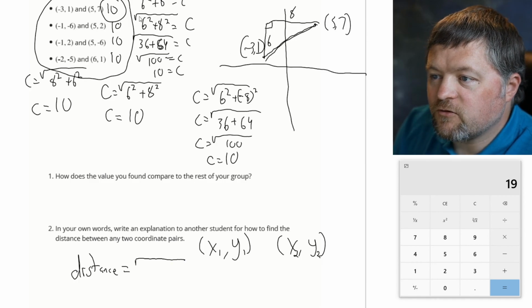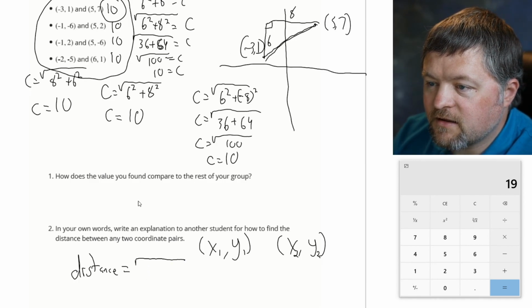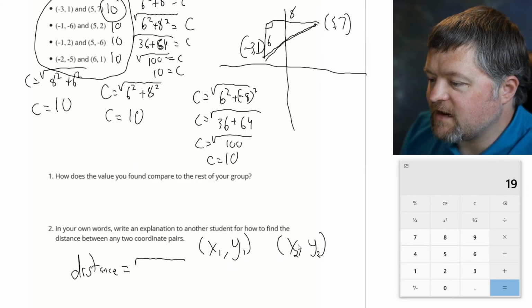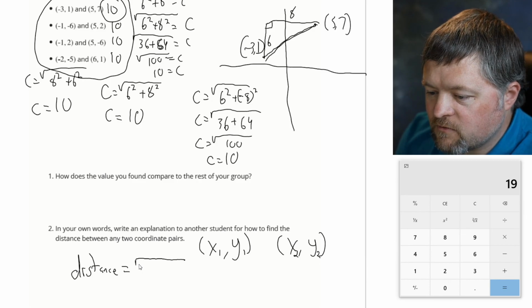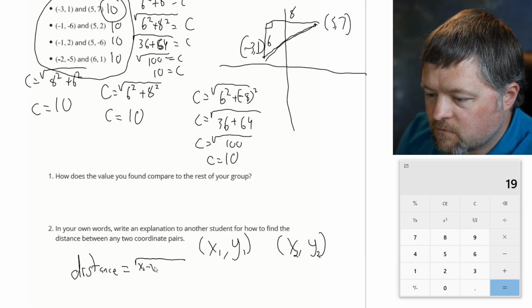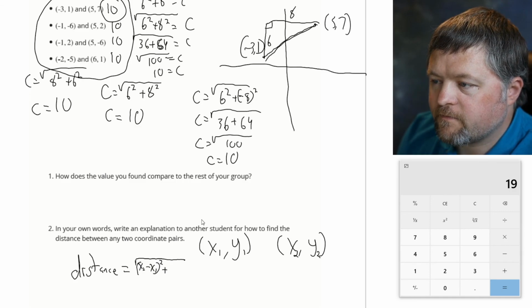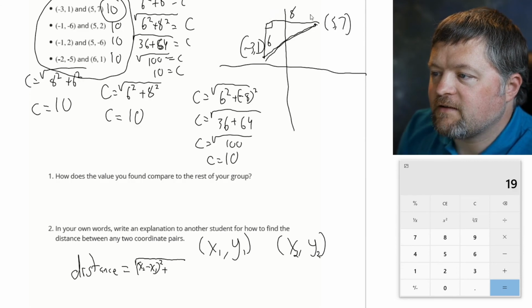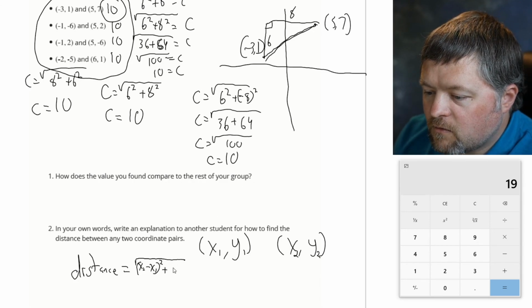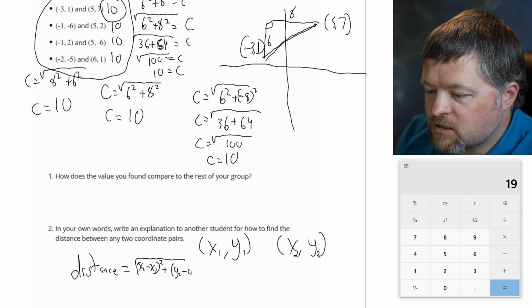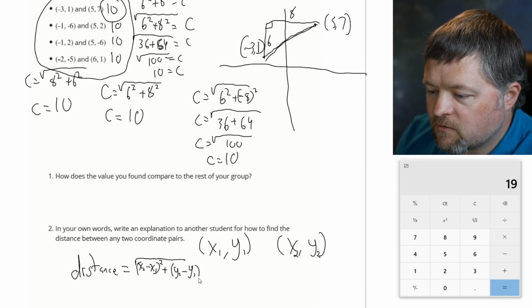To find the C value, we took the square root of the other side. And how did we get these values? Well, we took the second x value and subtracted the first x value. And then we squared it. That gave us this 8. What did we do with the y values? Well, we took our second y value, subtracted the first y value, and then squared it.